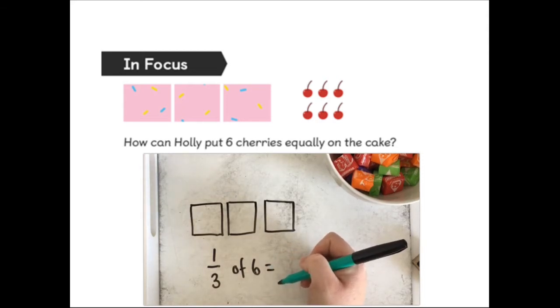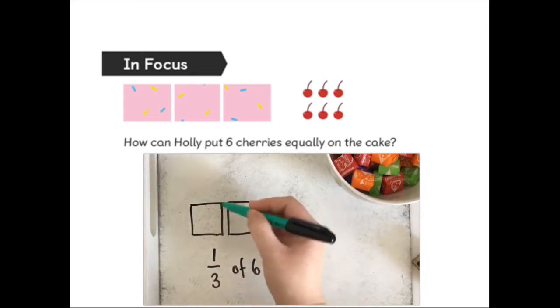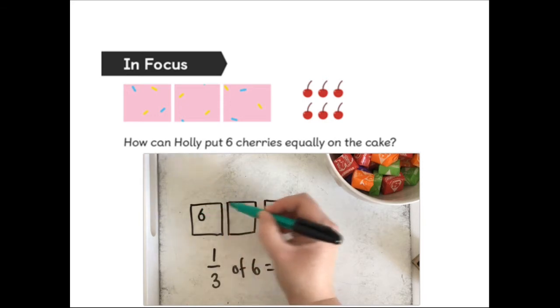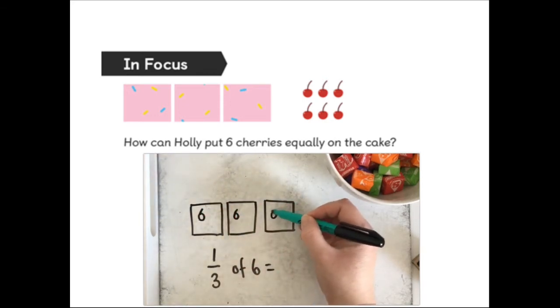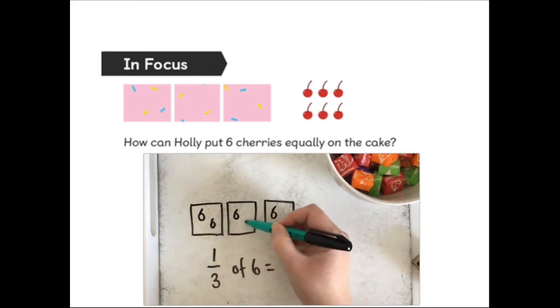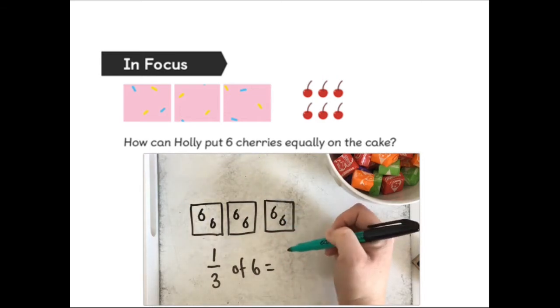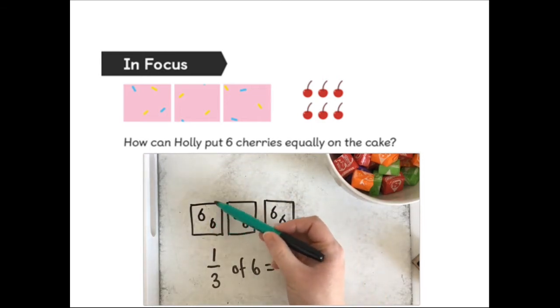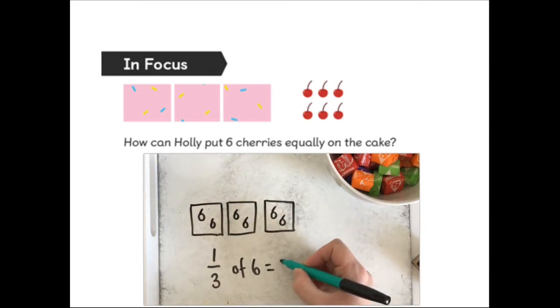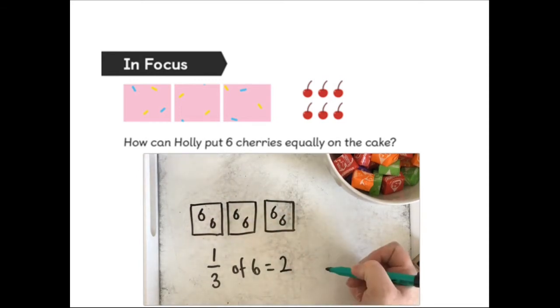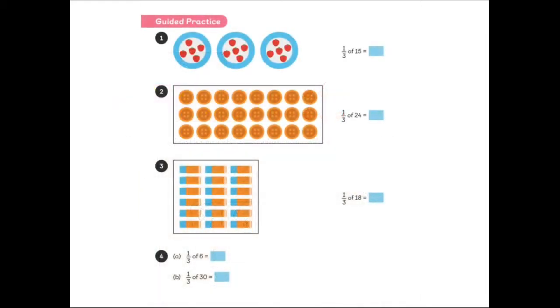I'm going to start by putting 1 cherry in each part of the cake. 1, 2, 3, 4, 5, 6. So now I can see that there would be 2 cherries on each part of her cake. So 1/3 of 6 equals 2. Here are some questions on finding a third of a quantity. Like before, you might want to pause the video and use your objects or drawings to solve the answers.